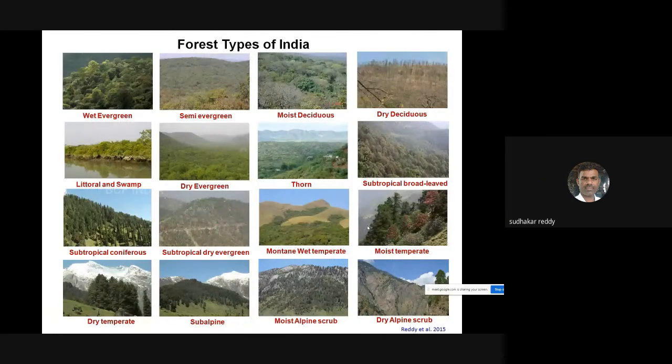Another important application of remote sensing is that we can generate the data on the distribution of the forest types. India is a mega biodiversity country. We have different climatic zones like tropical, subtropical, temperate, and alpine. So that also we can generate the data by utilizing remote sensing.